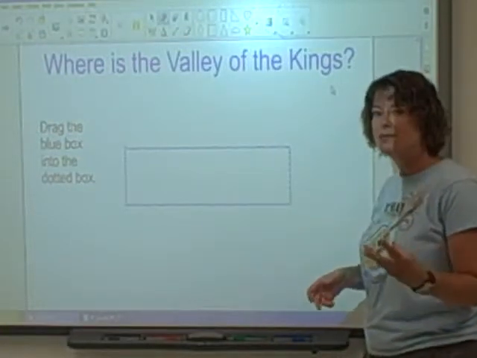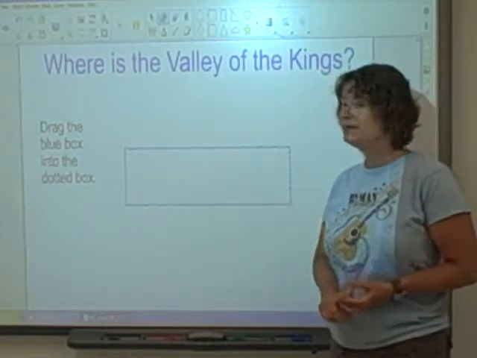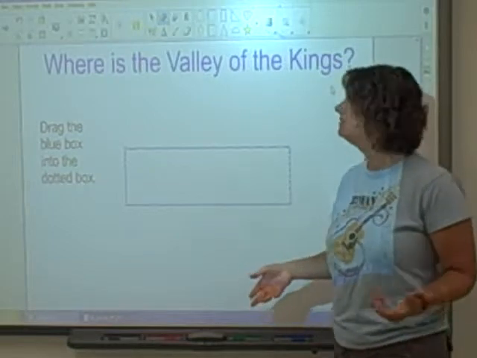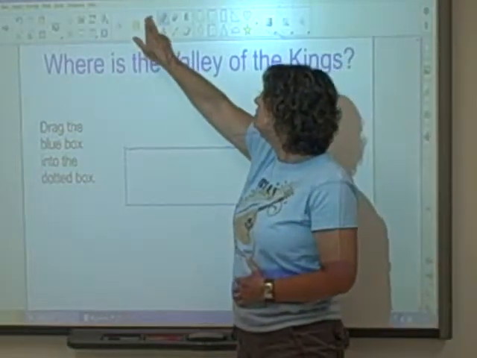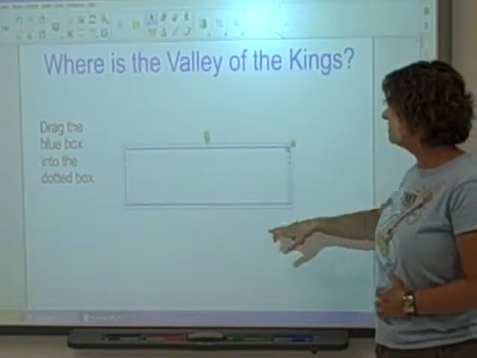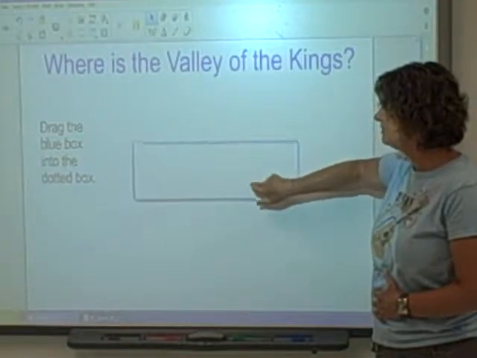Now I have my three objects. I have my text box, I have my dotted box, and I have my blue button. Now I have to put them all in the right order. It's just called an order and reveal. With my selector tool, I'm going to select my box that I just created, my dotted box. I want just the dotted box. I don't want all three of them, just my dotted box.